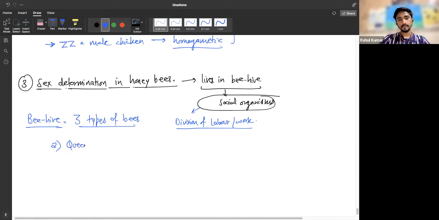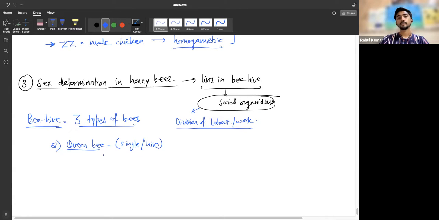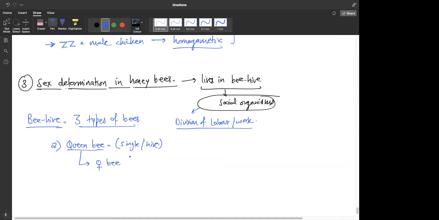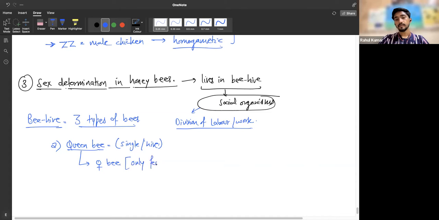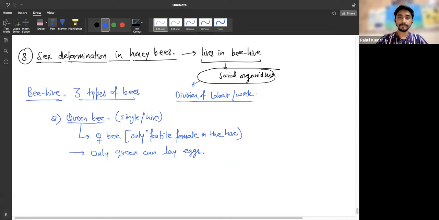So the first is the queen bee. How many queen bees are there in one hive? One. Yes, single per hive. So in one hive, there is only one queen bee. And what is the sex of the queen bee? It is a female bee, right? That's why it's called the queen bee. And it is the only fertile female in the hive. So only the queen bee can lay eggs. Is it clear? Yes. All the eggs laid in a hive come from the queen bee. Okay? Yes or no?